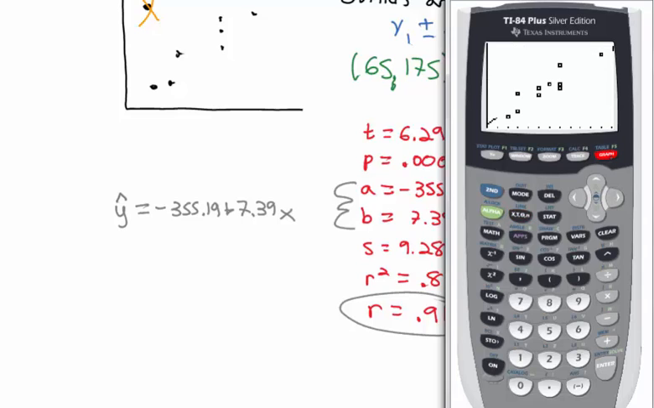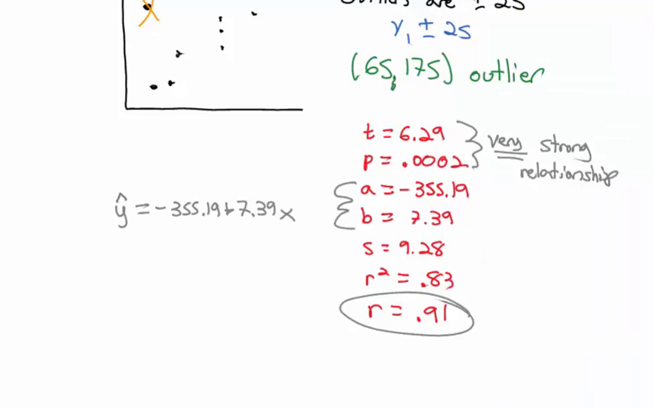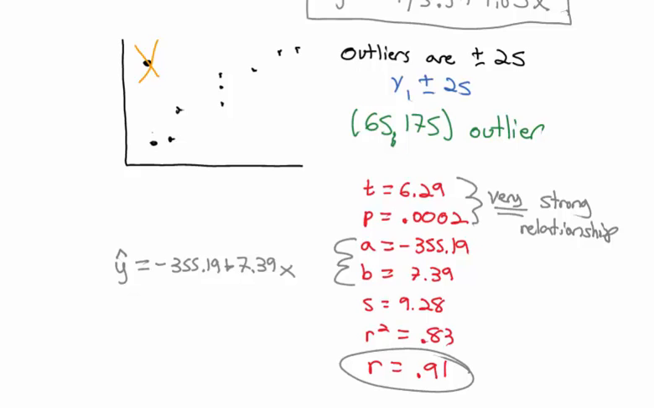And now when I graph it, you see that line goes really right through the middle of that data. And that's going to make it much more accurate in order to allow us to make predictions about data.